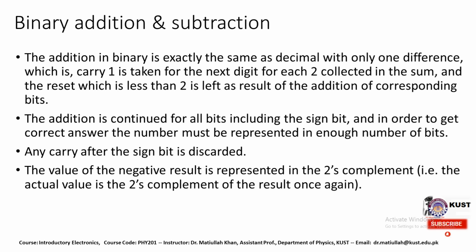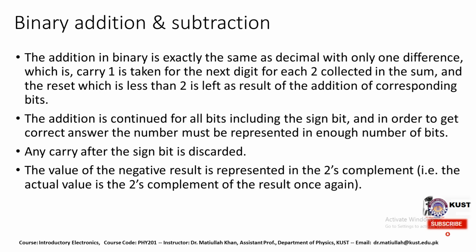So in the same way we can do binary addition and subtraction. The addition in binary is exactly the same as decimal addition, with only one difference, which is that a carry of 1 is taken for the next digit for each 2 collected in the sum, and the rest, which is less than 2, is left as a result of the addition of corresponding bits. The addition is continued for all bits including the sign bits, and in order to get the correct answer, the numbers must be represented in n bits.